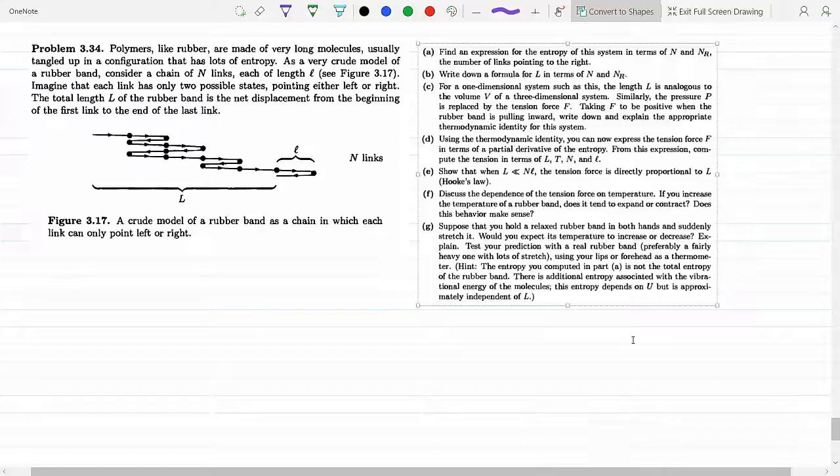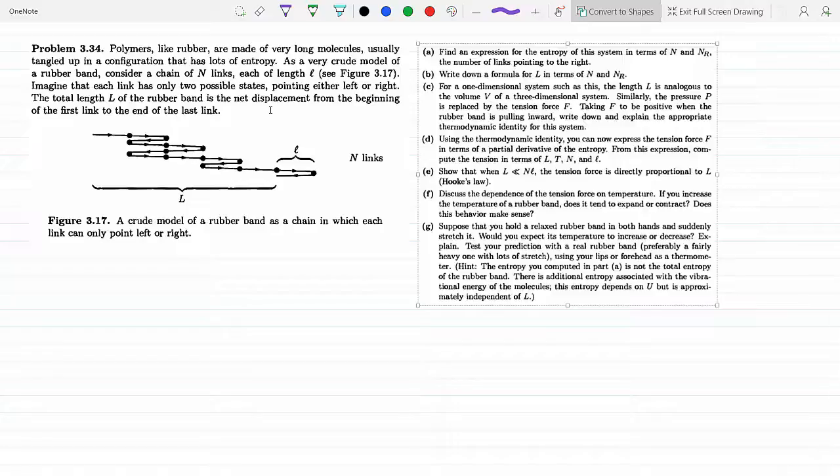Polymers like rubber are made of very long molecules, usually tangled up in a configuration that has lots of entropy. We're going to model this as a rubber band, considering a chain of n links. Each link has a length of small l.